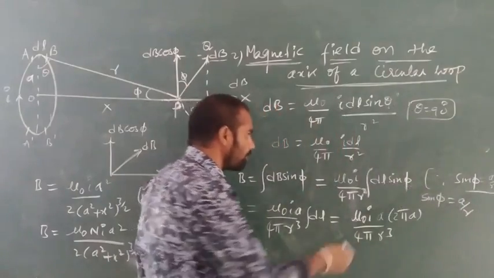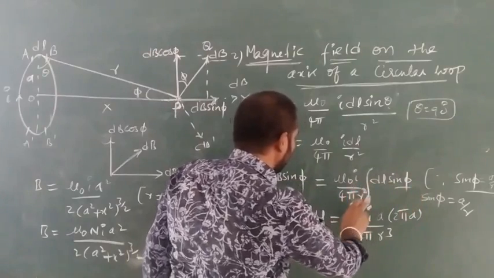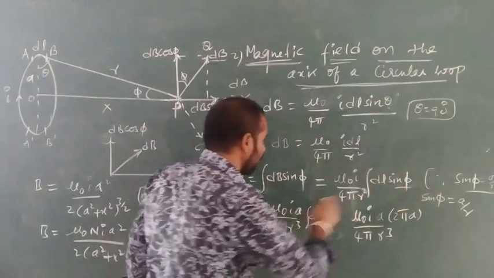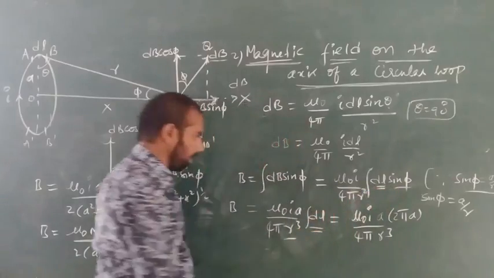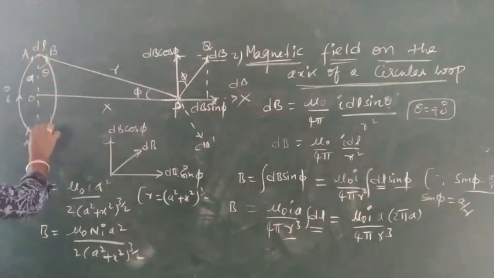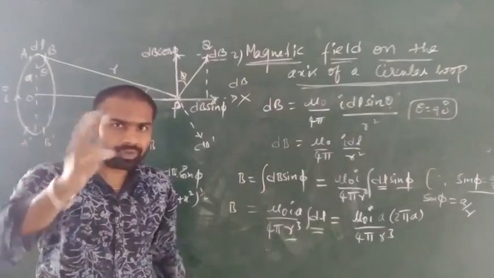Now substitute that sin phi value, A by R. Already R square is there, it will become R cube, A by R cube. Remaining is what? Integration of DL. If we integrate DL, nothing but adding all DL elements, we will get the circle.